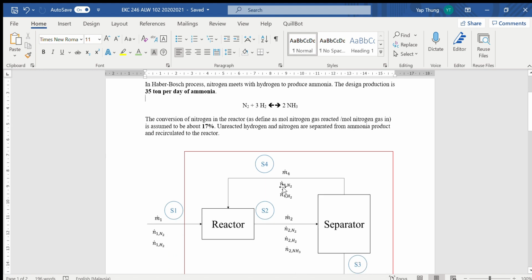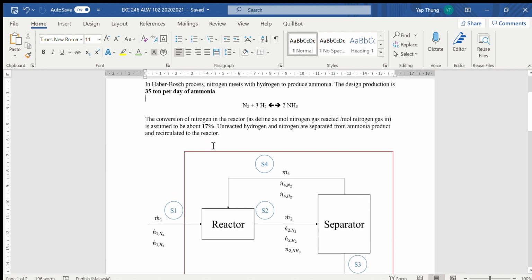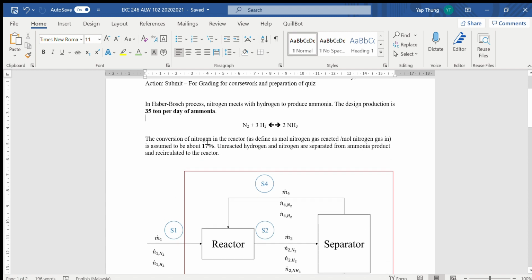And since the information of hydrogen is not stated in the question, we are going to assume the conversion of hydrogen in the reactor is also 17%, meaning that the conversion of nitrogen and hydrogen in the reactor will be 17% respectively. And in this equation, we can see that 1 mole of nitrogen will react with 3 mole of hydrogen to produce 2 mole of ammonia. So later on, we are going to do the stoichiometry and mass balance by using this chemical equation.